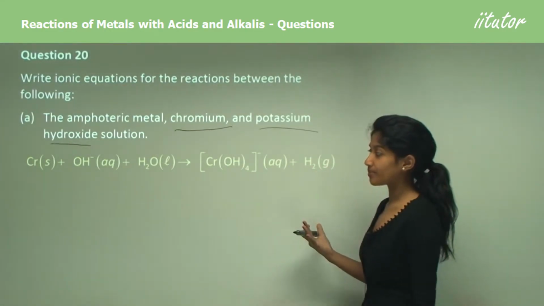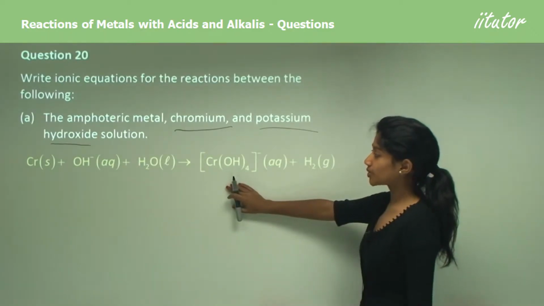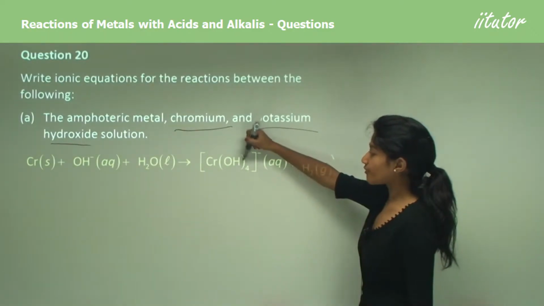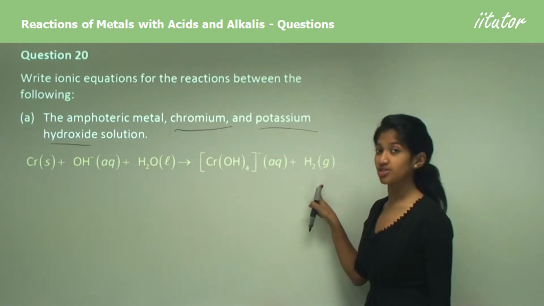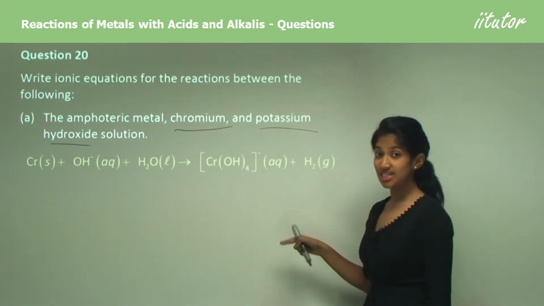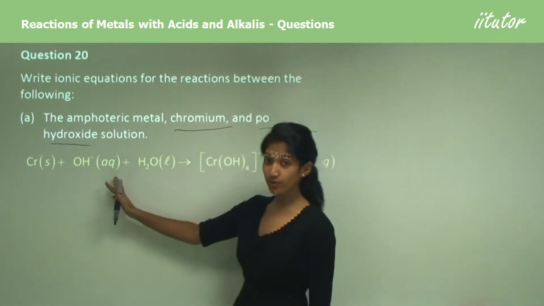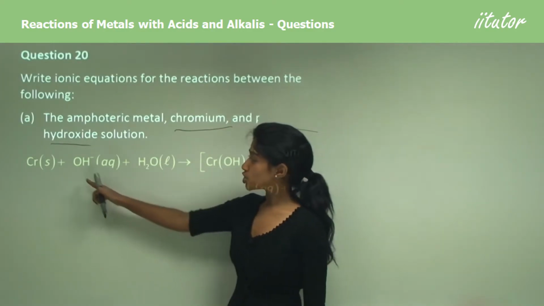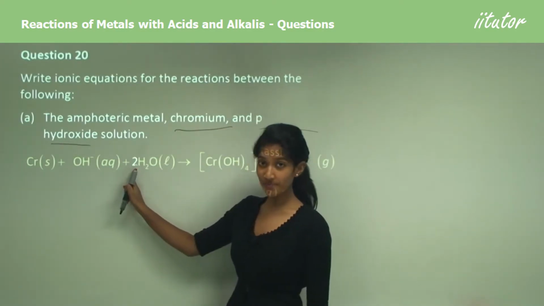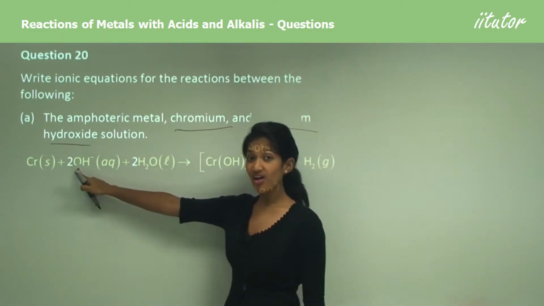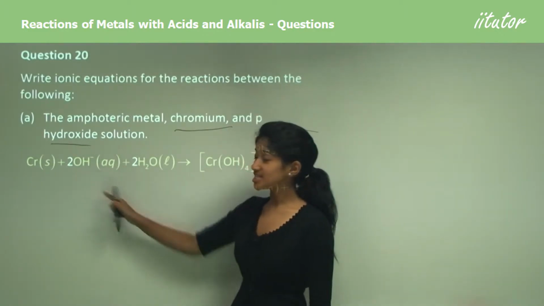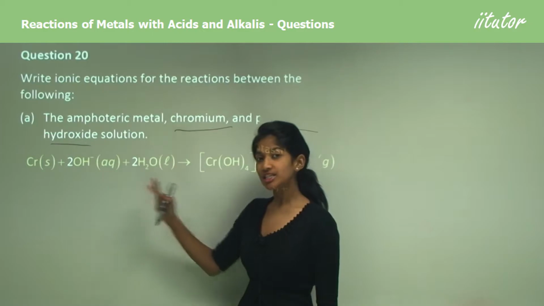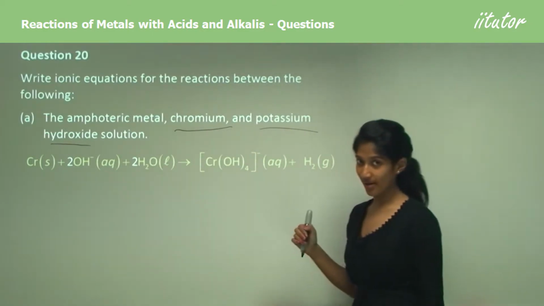Now, when you're going about balancing it, first you would look at how many hydrogens you have. You have 4 hydrogens here and 2 hydrogens here, which gives us 6 hydrogens. But we only have 3 hydrogens on this side, so you would put a 2 in front of the water and then a 2 in front of the OH ion. Now you would have 6 hydrogens on this side. For the time being, our hydrogens are balanced.